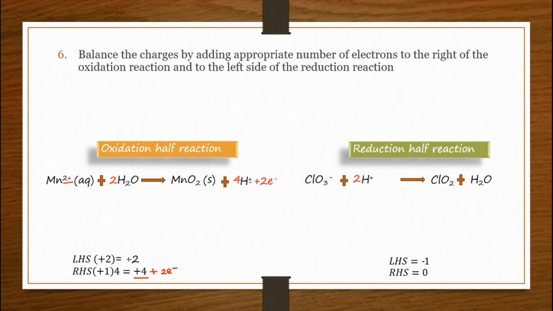Similarly, in the reduction half reaction, there is 1 negative charge and 2 multiplied by +1, that means -1 plus 2 is equal to +1 charge on the left hand side of the equation, and on the right hand side of the equation there is 0 charge. So we need to add an electron to the left hand side of the equation. So here we are going to add 1 electron to the left hand side of the equation. Now the charges are balanced.